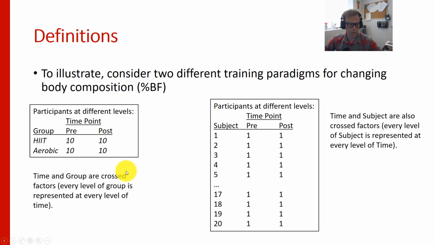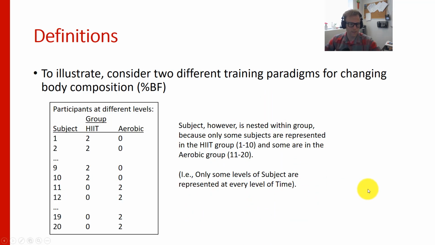So now time and group are crossed factors because every group is represented at every level of time. So time and group are crossed. And you can see this if we do what we call a cross tabulation, by counting the number of observations as a function of time and as a function of group. We can also see that time and subject are crossed factors because every subject, or every level of the subject variable, is represented at every level of time. Each person has a pre-test assessment and a post-test assessment, so this would also be a crossing of these two factors.